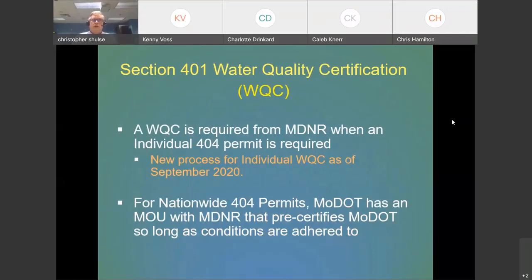So we kind of talked about this a little bit already. Certification under 401 is required from the Department of Natural Resources when an individual 404 permit is required. There is a new process that started last year, and for the nationwide permits, we have a memorandum of understanding with the DNR that pre-certifies our permits as long as we adhere to the conditions of that MOU.